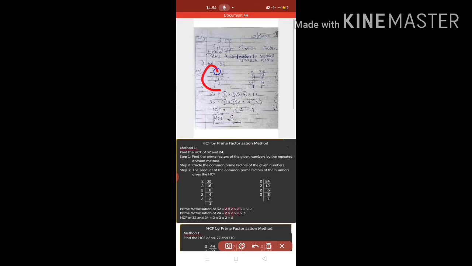Now 1, 2, 3, 11. This 1, 2, 3, 11 I will write. This is the vertical form. This is the horizontal form. I have written it. Now I will move to 36.